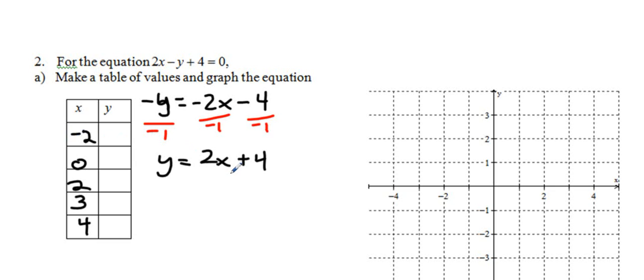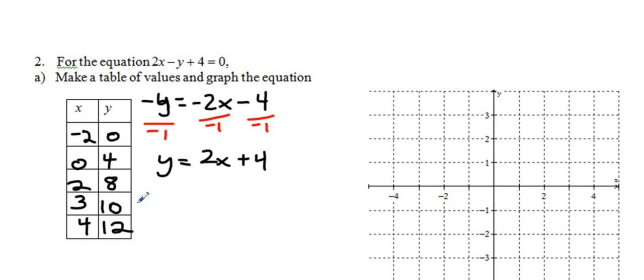So negative 2, when I sub negative 2 in for x, I'm going to get negative 2 times 2 is negative 4. Negative 4 plus 4 is 0. When I put in 0 for x, this becomes 0, and I get 4. When I have 2 for x, I get 8. 2 times 2 plus 4. 3 times 2 is 6 plus 4 is 10. Oh, those values are just going to be way off the charts, I can tell. And then 2 times 4 plus 4 is 12.